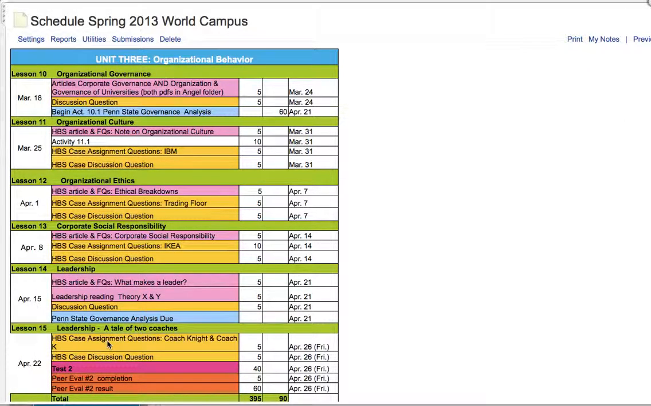In lesson 15, the final week, we look at a case study of Coach Knight and Coach K. For any of you basketball fans, college basketball fans, you'll be familiar with those names. Pretty interesting cases which contrast different styles of leadership. We have a discussion question and then test two.